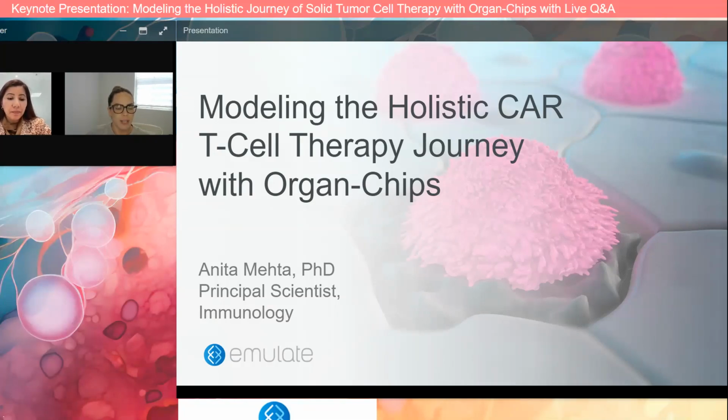We have another question here. It says, how did you choose which chemokines to prime the epithelium with? So Emulate did a deep dive into the literature, and we came up with the most clinically relevant chemokines that are required in the setting of non-small cell lung cancer.